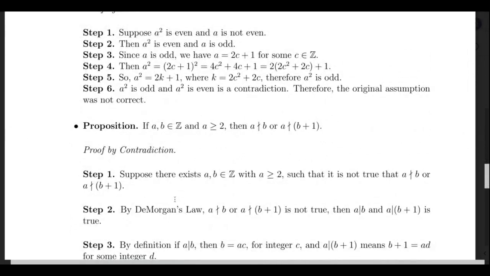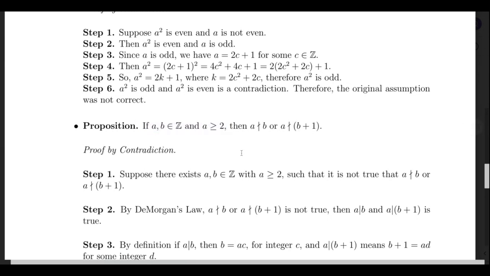Okay, let's see another proposition. If A, B are integers and A is at least 2, right? So that means A can be 2, can be 3, can be 4, and so on and so forth. Then A does not divide B, or A does not divide B plus 1. So this is saying, with A, B integers and A at least 2, then either A does not divide B, or A does not divide B plus 1.